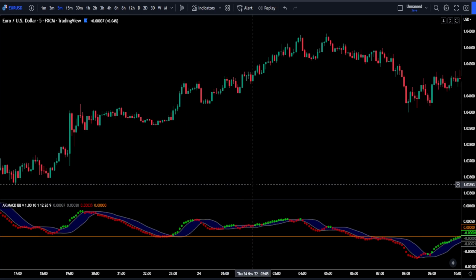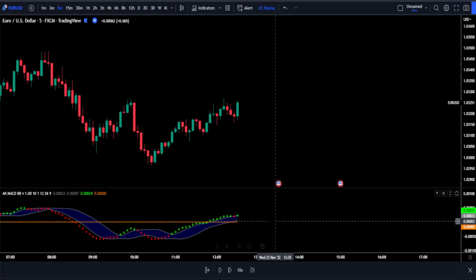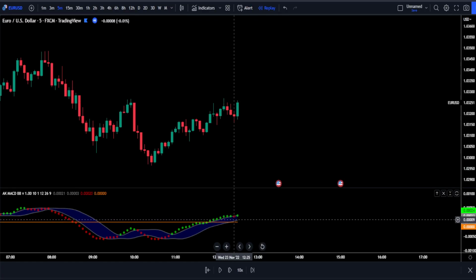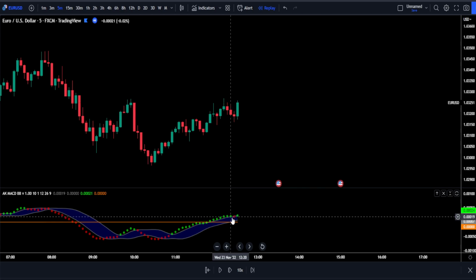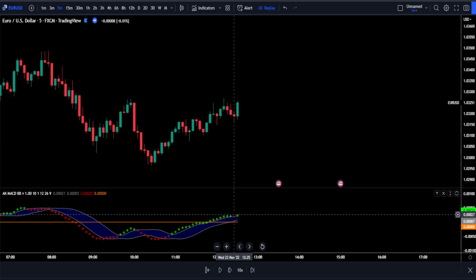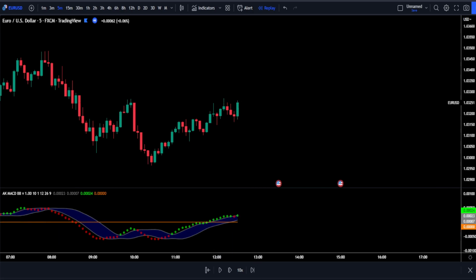Now let's actually have a look at some potential entries that can be made using this indicator. As you can see, our dots are positioned above our zero line. This does indicate that we are currently in a bullish trend. However, we do see that the dot did turn red. This does indicate that there may be a pullback about to play out. We then see that the dot switched back to green, indicating that the trend will probably continue, and this means that we can safely enter our long position.